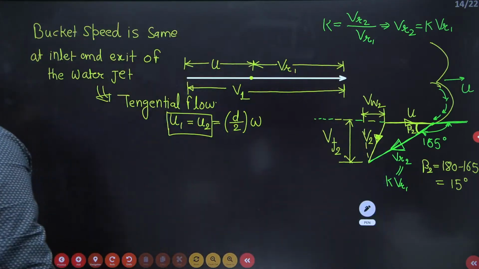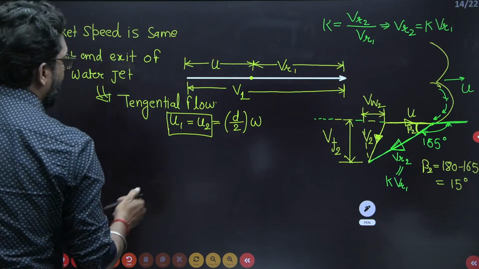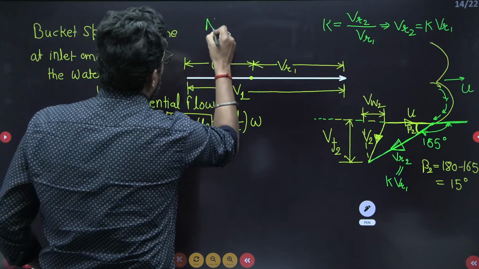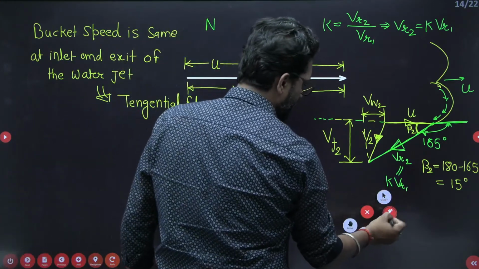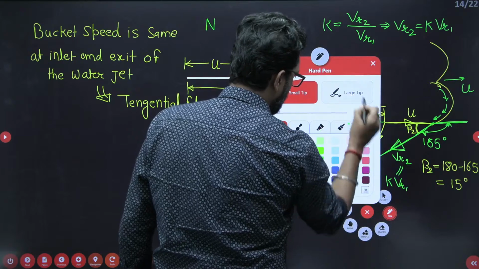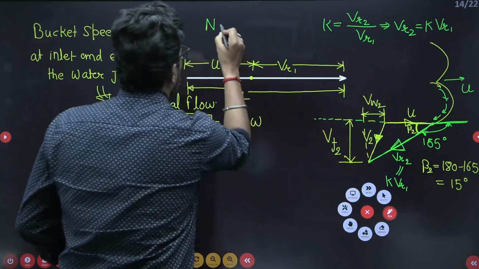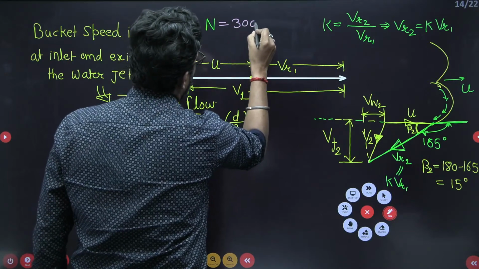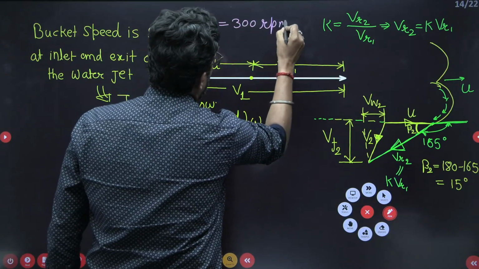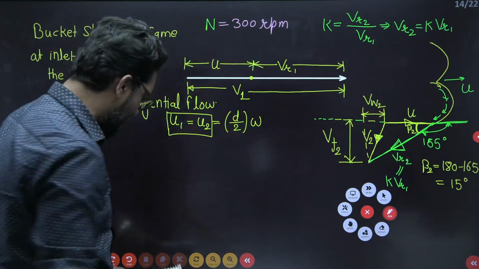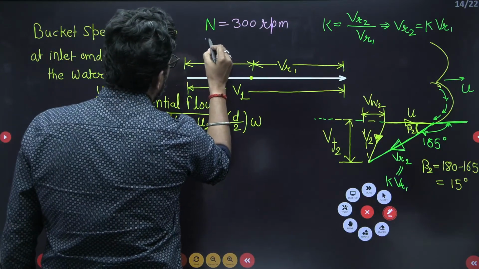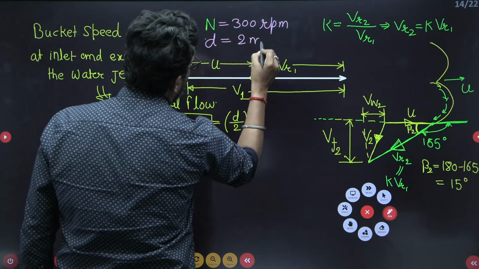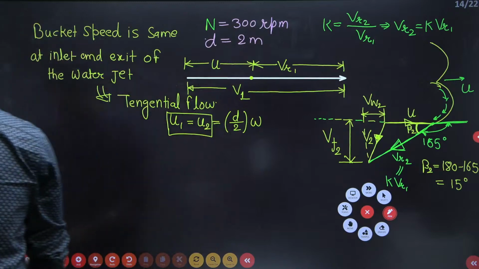Now my dear, now the N is given. N is in RPM, how much is it given, beta? Please tell me. N is given 300 RPM. The diameter of the rotor is given, 2 meter. See the dimension, 2 meter is there.